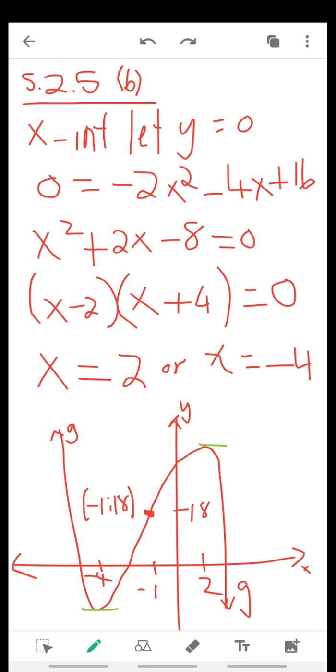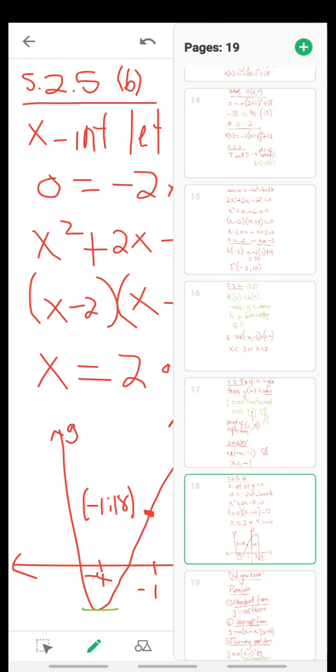Okay, now look at where (minus 1, 18) is. That is our point of inflection, where the cubic function changes concavity from being concave upward to being concave downward. We call this the point of inflection.